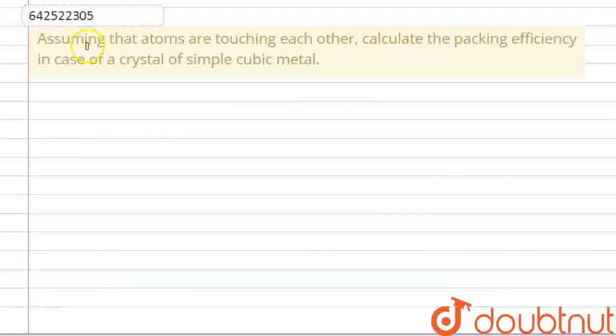Hello everyone, let's start this question. Now in this question we have to assume that the atoms are touching each other and we have to calculate the packing efficiency of a crystal of simple cubic metal. Firstly we will draw the 3D structure of a simple cubic metal. That is the shape of the cube.